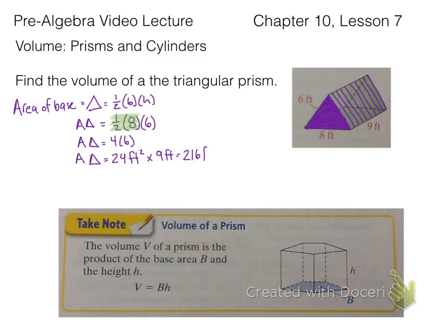So there we go, times 9 feet, which is 216 feet cubed, because it was feet squared times feet. Feet squared times feet means feet cubed. Okay, so again, whenever you're looking at a prism, just find the area of the base and multiply it by the number of layers you would need, and the number of layers you'd need is the height.